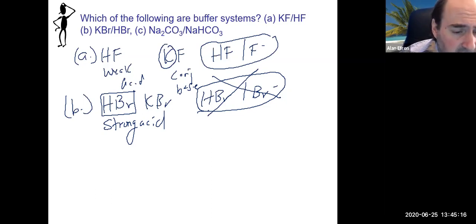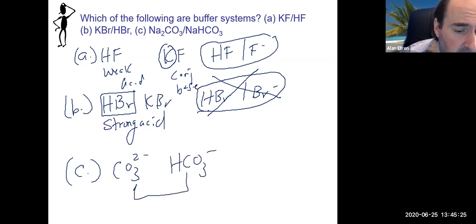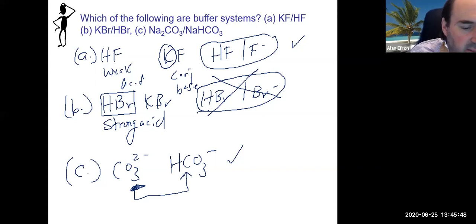And lastly here, C, we got some carbonate, and we got some hydrogen carbonate, right? So they are definitely related to each other. Difference is just one H plus, and they would be a buffer from carbonic acid is basically where that's from. So that's a weak acid and its conjugate base, and that would be a buffer. So looks like A and C here are buffers. B, not so much there.